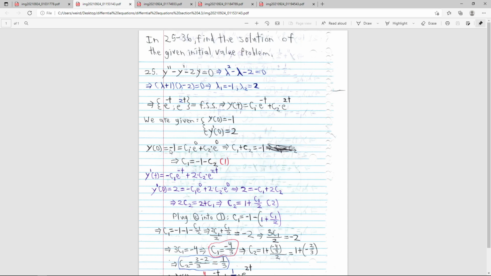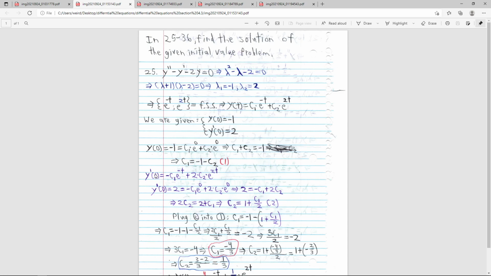So we have y of 0 equals negative 1, which is equal to c1 times e to the 0 plus c2 times e to the 0. So this means c1 plus c2 equals negative 1 because e to the 0 power is 1. So c1 equals negative 1 minus c2, though we can solve for c1. So we need the other thing to solve for.